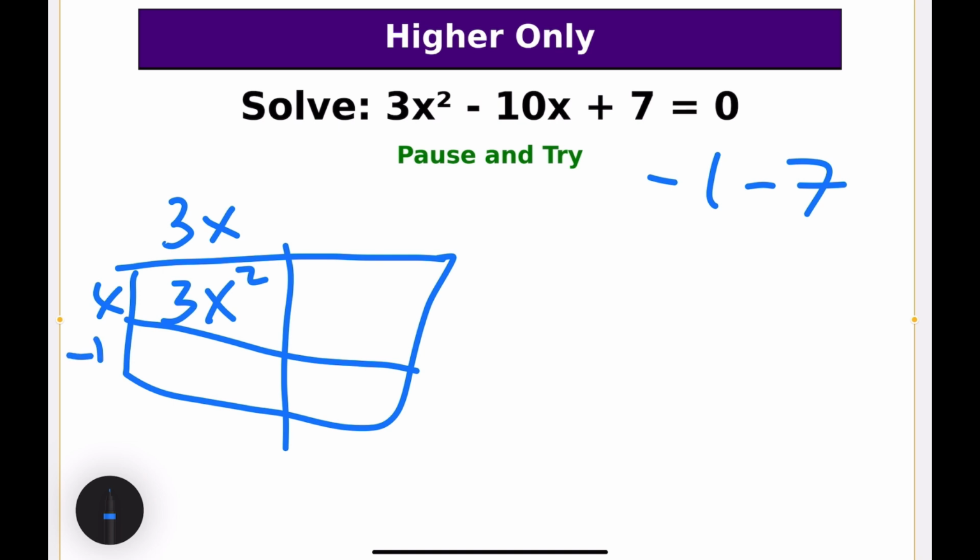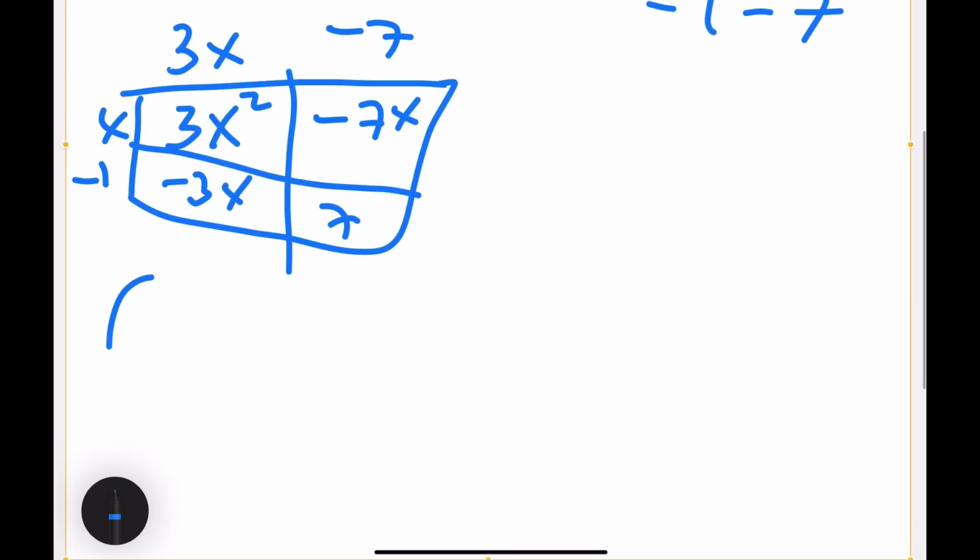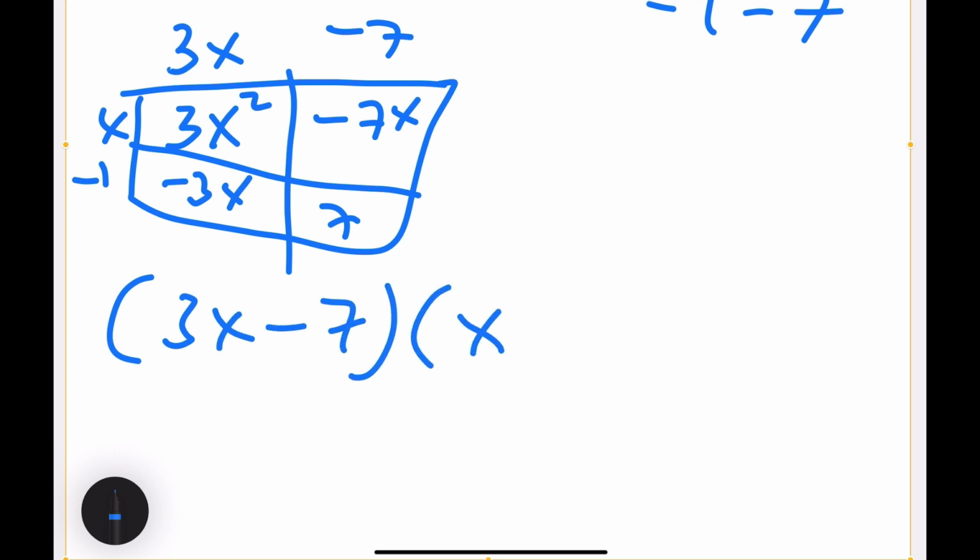So if we have negative 1 here, we're going to get negative 3x. And if we have negative 7 here, we're going to get negative 7x. And we add them together, we get negative 10, which is what we want. And they multiply together to make 7, which is again what we want. Okay, so now we have our numbers to go in the brackets. So you have 3x minus 7 and x minus 1, and that is equal to 0.